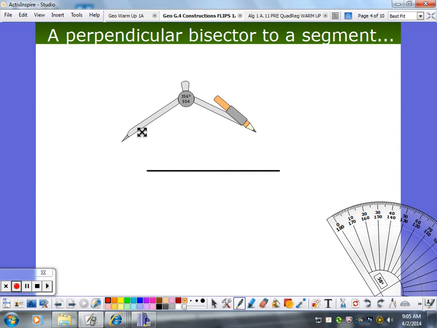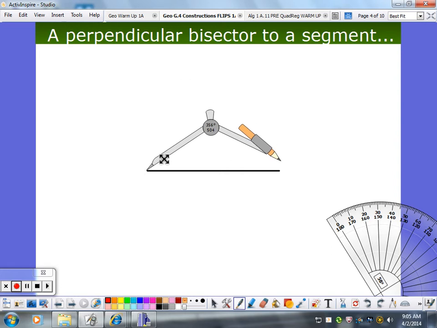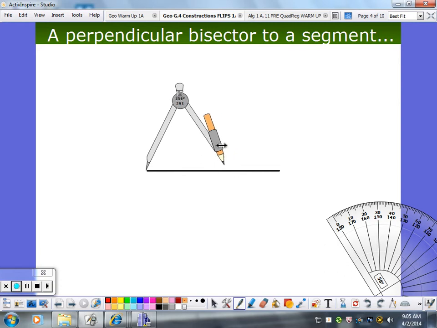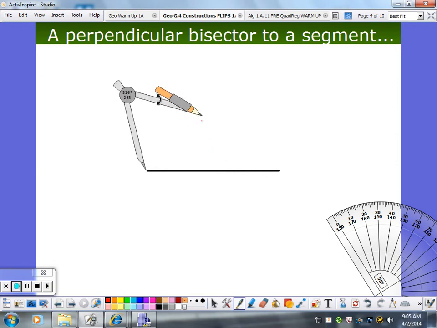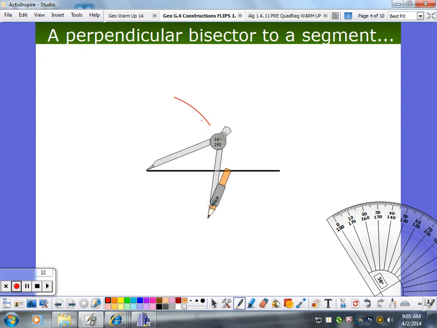I'll think myself how to do it. You're going to put your pointy end on one endpoint here, and open it more than halfway. I'm going to position it above the line and make an arc. Without changing the opening, I'm now going to go below the line and make an arc there as well. Hopefully I make it big enough.